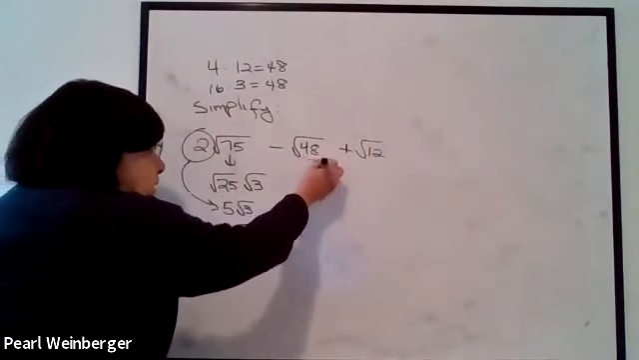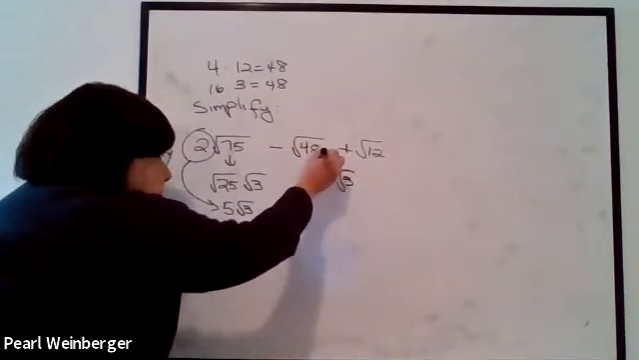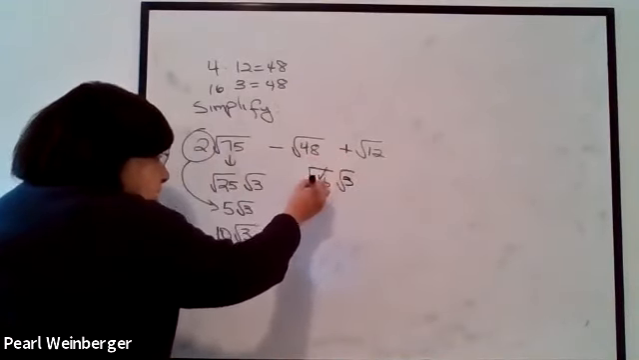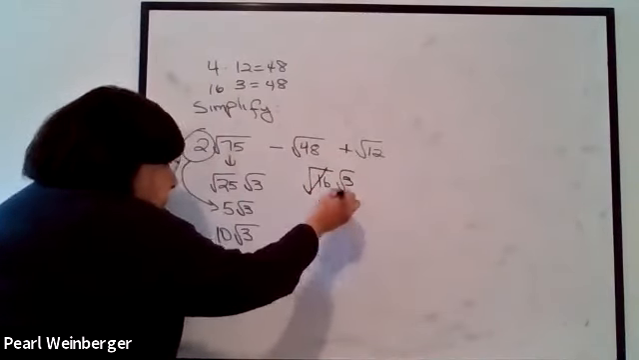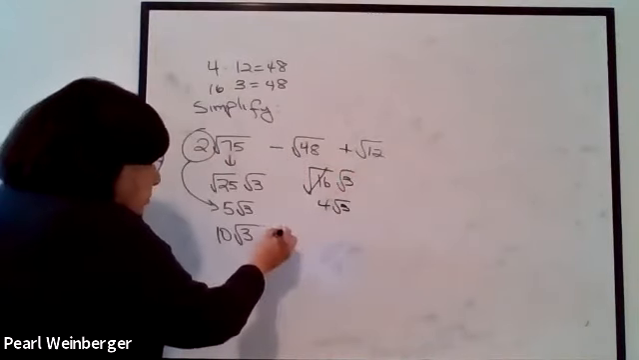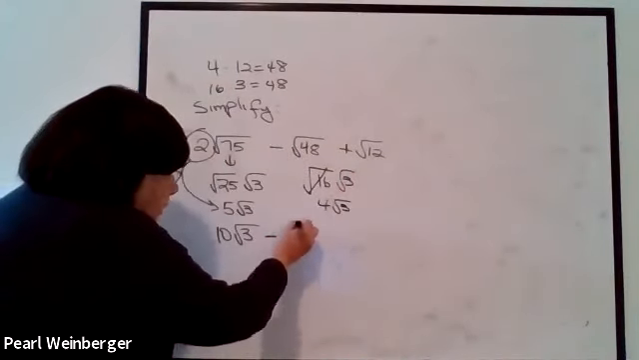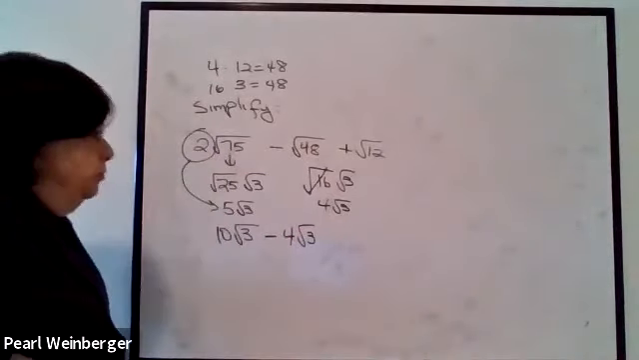Remember, we did 48 before. We broke it up into 16 and 3. And the radical 16 is 4. So this becomes 4 radical 3. There's no number or only a 1 outside. So this becomes minus 4 radical 3 for the radical 48.